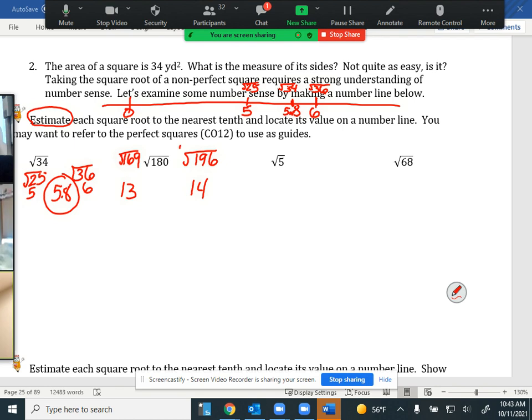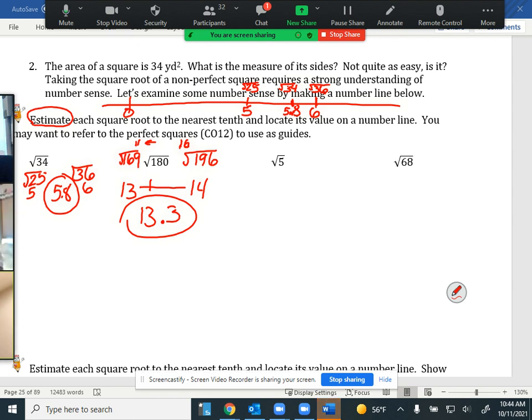Let's see, there's 16 away here. And it's only 11 away here. So it's going to be closer to that square root of 13, because it's only 11 away. So it would be closer to the 13 than the 14. So I would guess like 13.3. Again, it's not going to be exact. It's going to be close to it.